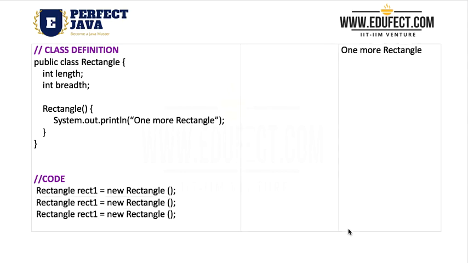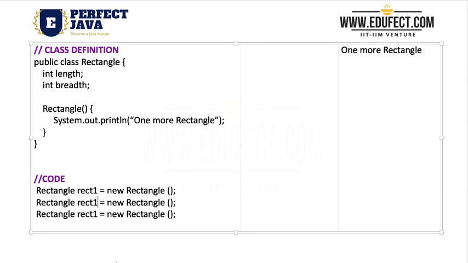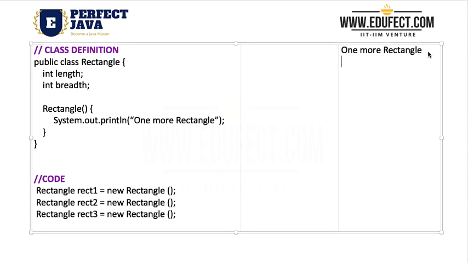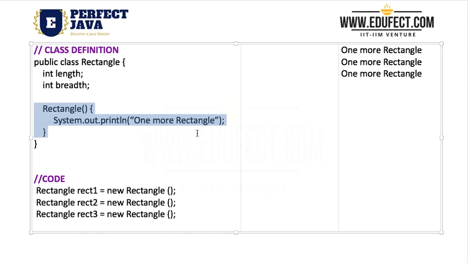Now if we try and create more rectangles, so let's say we create a rect2 and a rect3. We create more rectangles, so what will get printed on the screen? Again the constructor will get called, and we will get one more rectangle. So why are we getting it? Because every time we are creating an object, we are calling the constructor, and in this case when the constructor is getting called, we are printing one more rectangle.